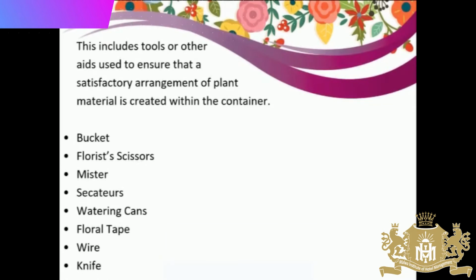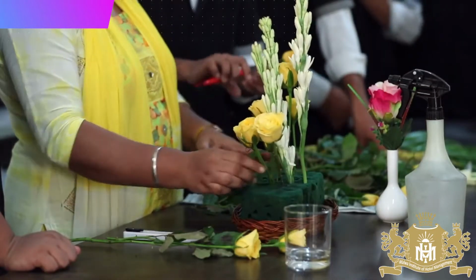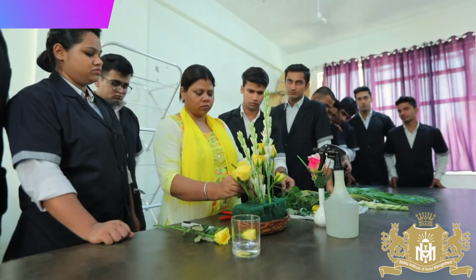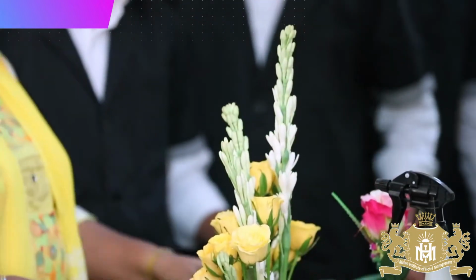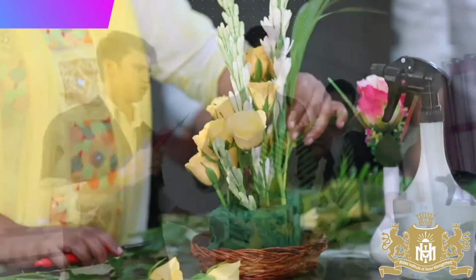A water-filled bucket is used for collecting the flowers from the garden and for conditioning the bloom after making an arrangement. The florist scissors have short blades and one is serrated at the base. There may be a notch to be used for cutting the thin wires.